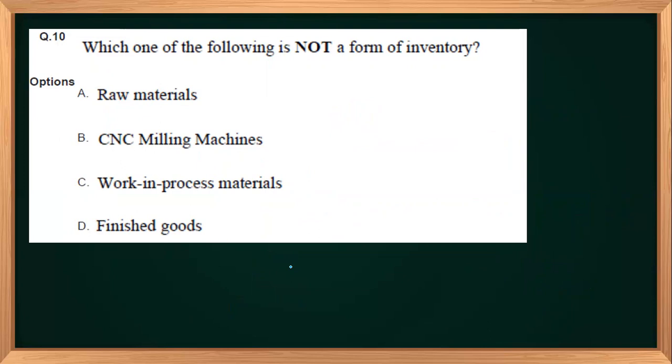Okay, so it was quite simple, and everybody knows what things are considered as inventory. Raw material will be considered as inventory. Work-in-process material is a form of inventory, we will call it work-in-process inventory, right? Finished goods kept with us are also inventory, because unless and until they are sold, they are still inventory to us. But the machines that we buy are not inventory.